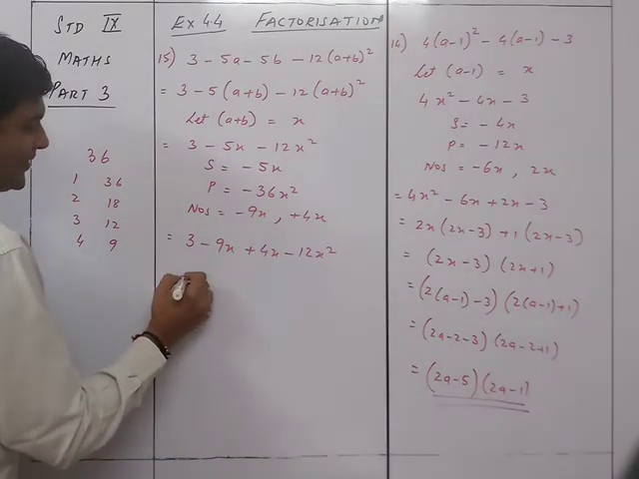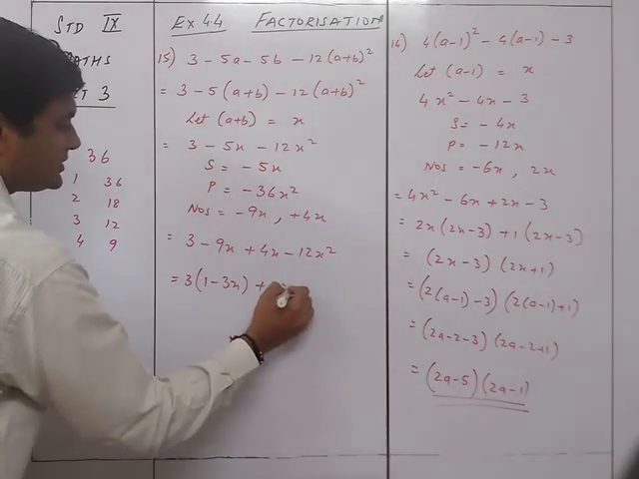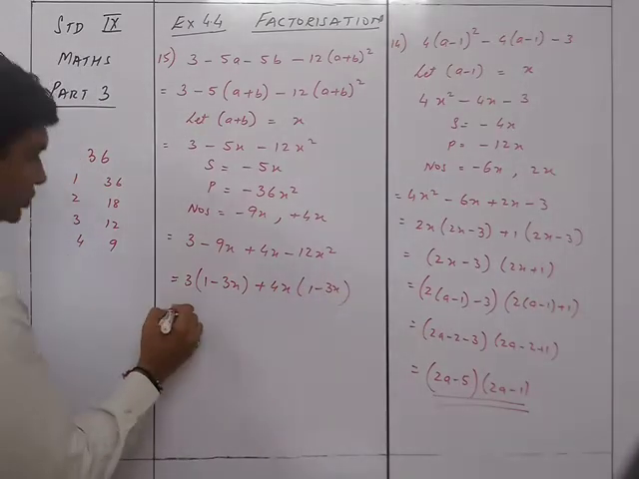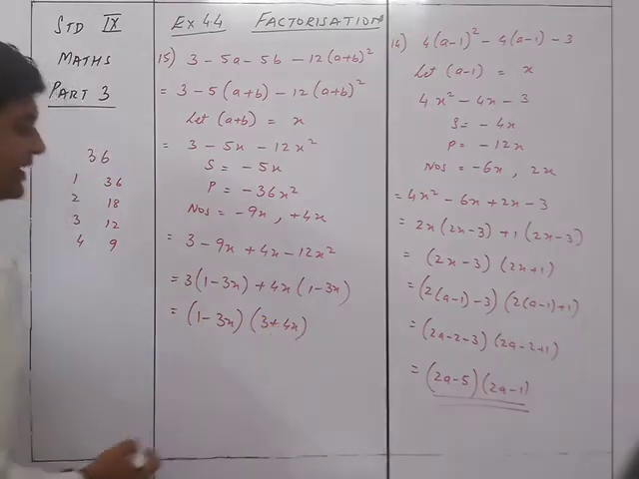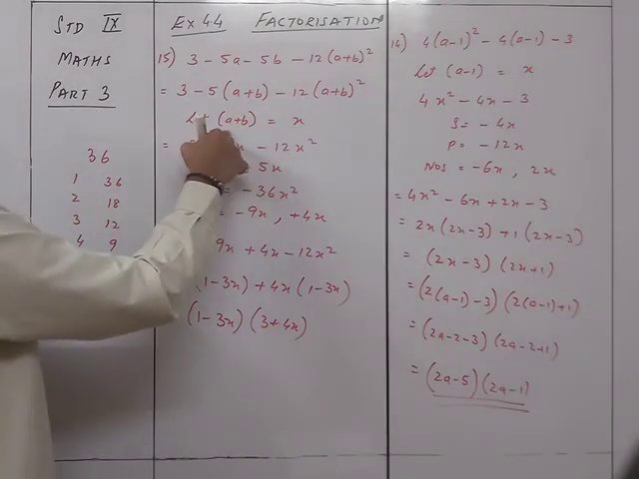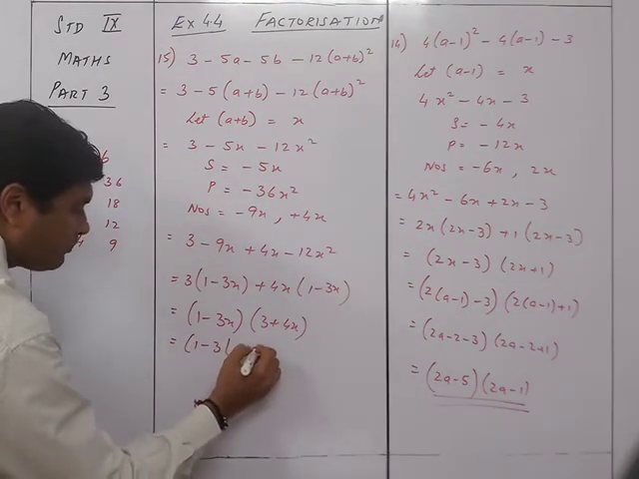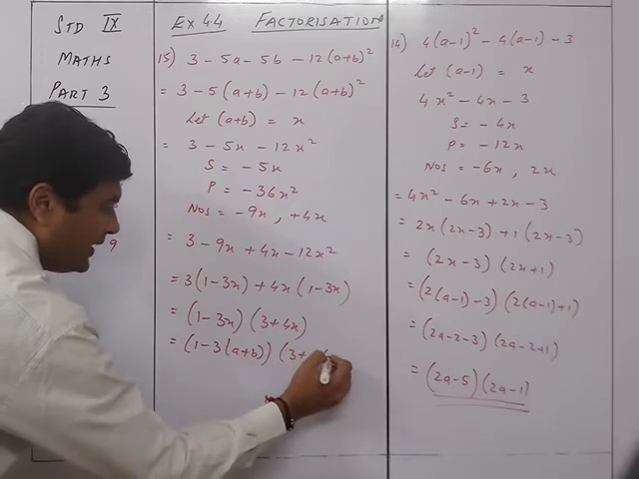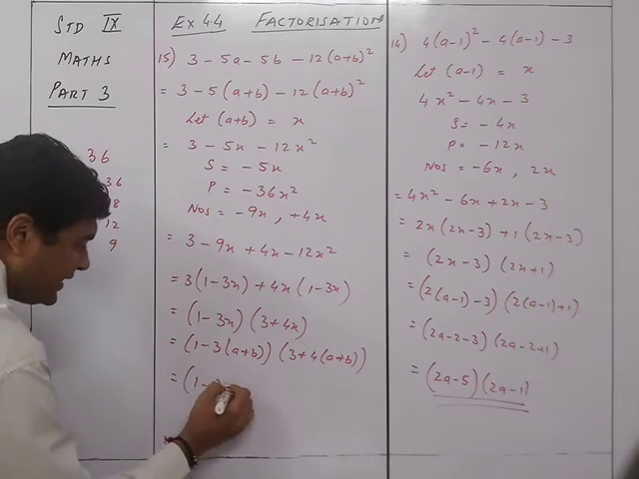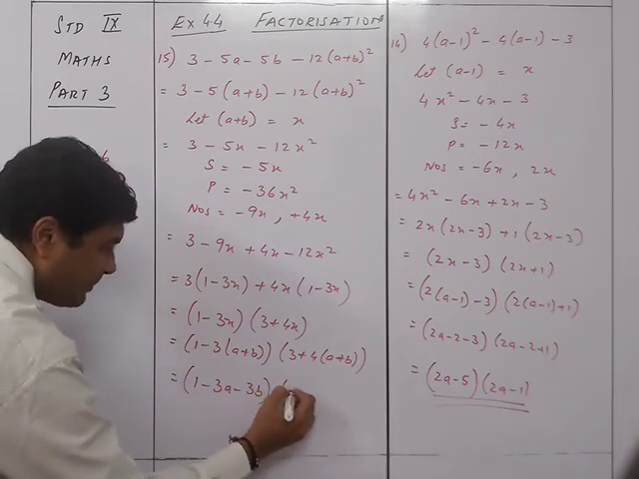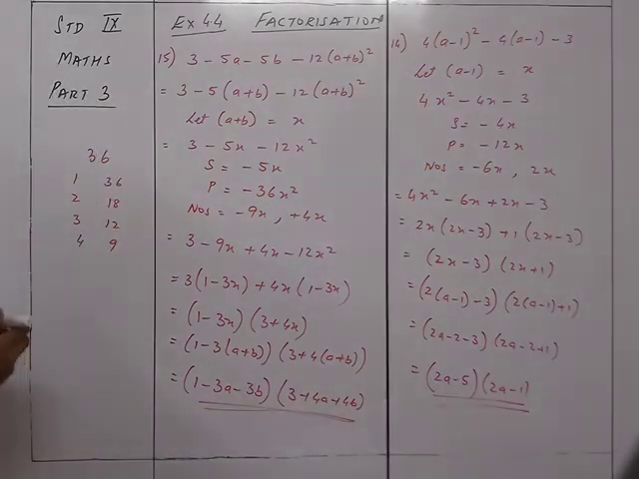You can see this is common over here. So 3 common gives 1 minus 3x, plus 4x common gives 1 minus 3x. So the answer will be 1 minus 3x and 3 plus 4x. But this is not the final answer. We have taken x as a plus b, so replace this over here. You get 1 minus 3(a plus b) and 3 plus 4(a plus b). So that gives me the final answer as 1 minus 3a minus 3b and second bracket 3 plus 4a plus 4b. So that's the answer for sum number 15.